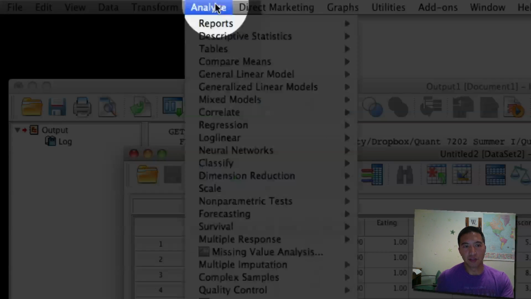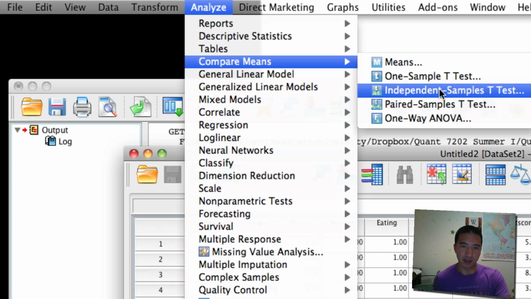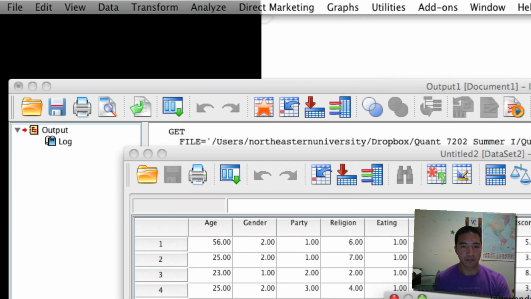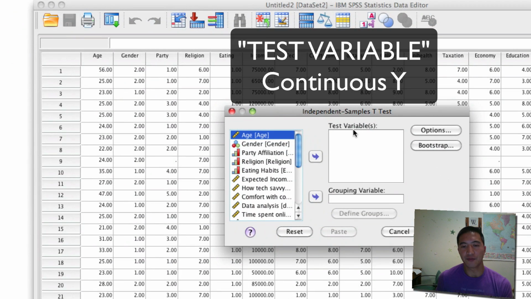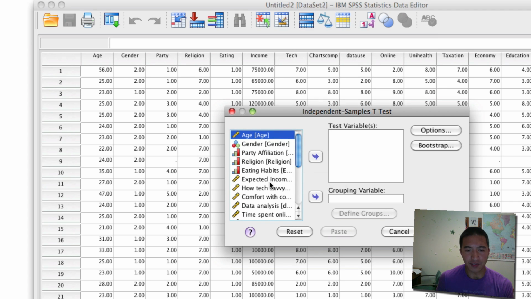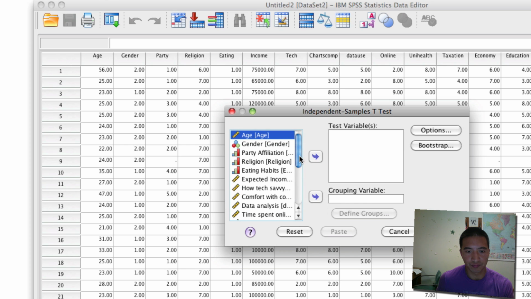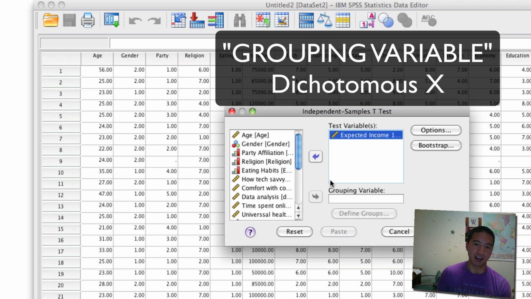You're going to go to Analyze, Compare Means, and then go to Independent Samples t-test. The test variable is your continuous variable, so we can use age and all these scale numbers, but let's try expected income. The grouping variable is your dichotomous variable.